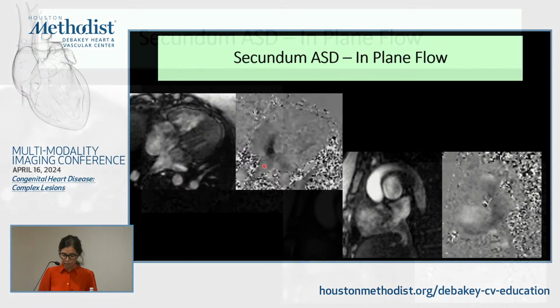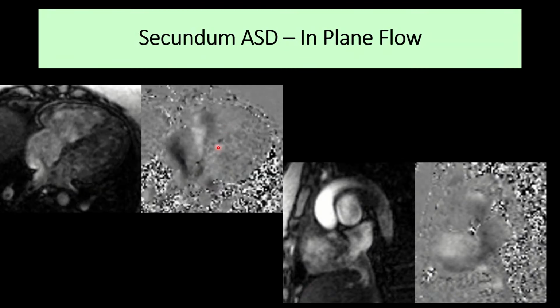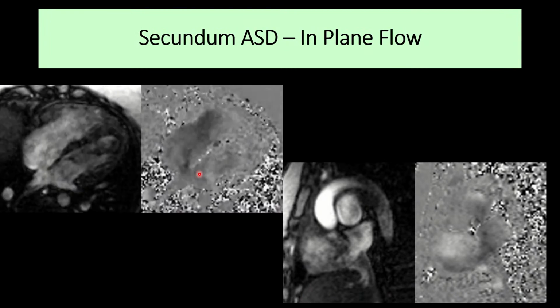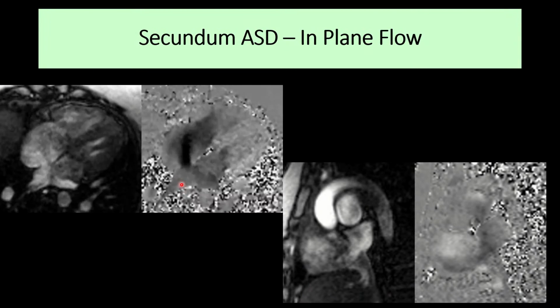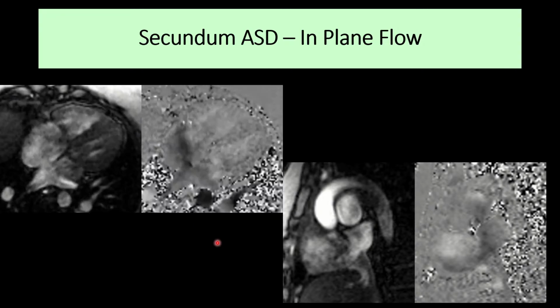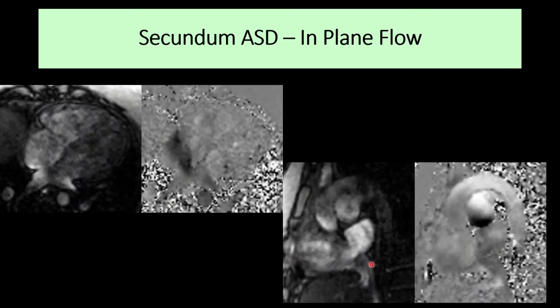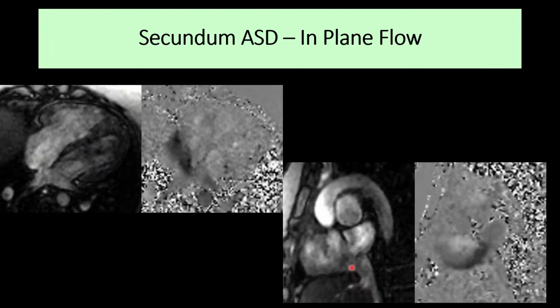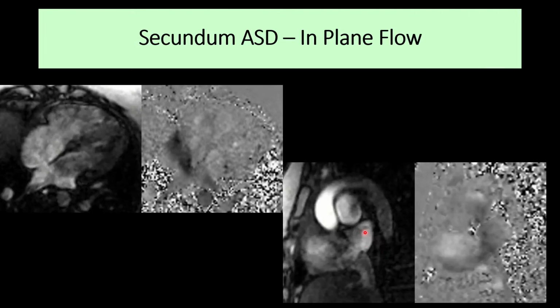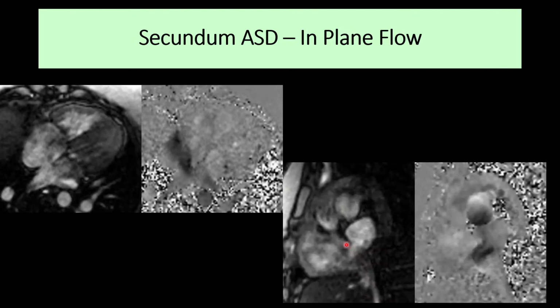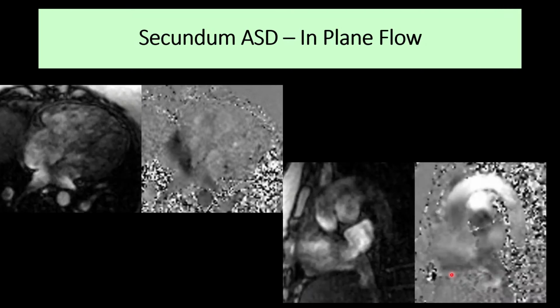Yes, these are in-plane flows. This is a 4-chamber view, and you can see here the left to right shunt by phase contrast. And then I'm gonna show you the same view through these oblique sagittals, right? Remember, this was the RA, the LA, this is the atrial septum, and here you can see the in-plane flow.